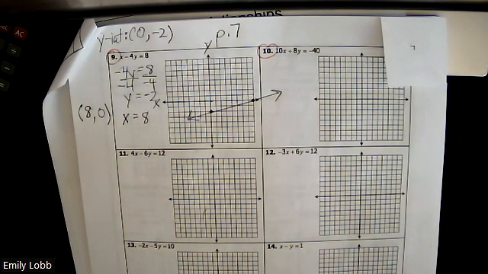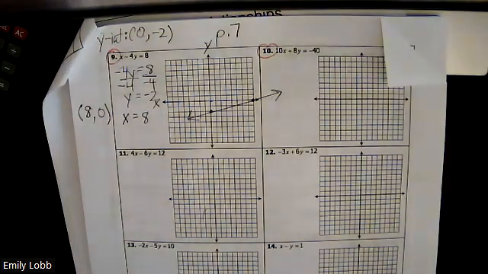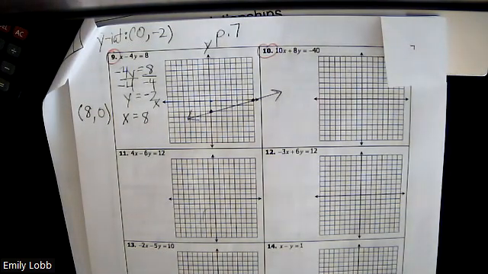Don't put a point where y equals 5 and x equals 1. Put a point where x equals 1 and y equals 5. Don't mix them up. All right. And so number 10 looks a lot like number 7 and 8.